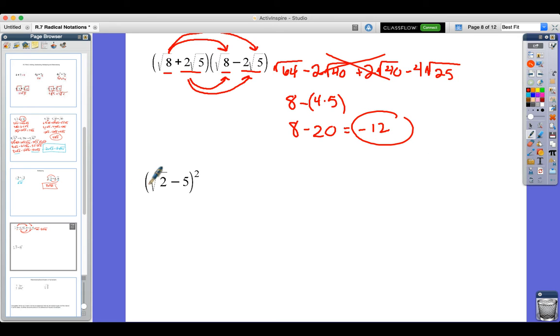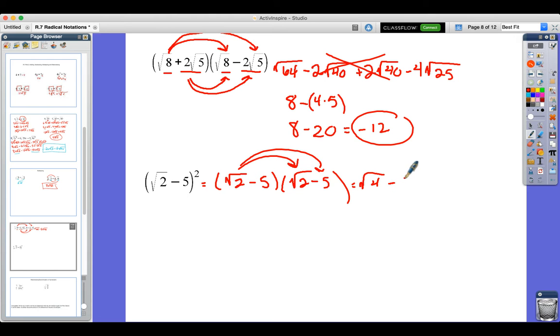Perfectly acceptable. Now, here we got radical 2 minus 5 squared. Just like any other binomial, that means you have 2 of these. So this becomes radical 2 minus 5 times radical 2 minus 5. Same thing, we distribute here. So radical 2 times radical 2 is radical 4, radical 2 times a negative 5 is negative 5 radical 2. Same thing right here, you're going to get negative 5 radical 2, and then negative 5 times negative 5 is positive 25. Let's simplify this. Square root of 4 is 2.